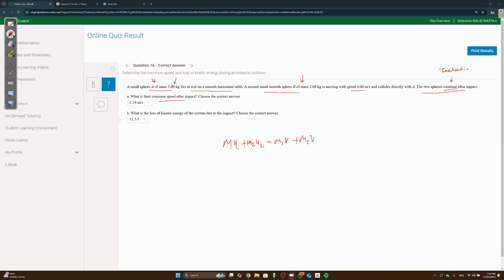Let's call this m1 and u1. u1 is equal to 0 for m1, right? Because it's at rest. m2u2 is 2 times 4, equal to m1v, so 5v plus m2v, 2v. So 7v equals 8, so v is equal to 8 over 7, which is 1.14.